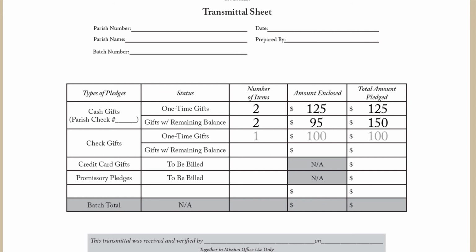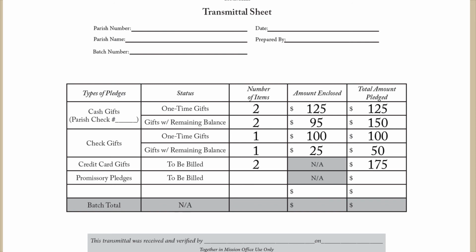Under checks, we have 1 pledge that was a one-time gift. That one gift was for $100. We also have 1 check gift with a balance remaining. This individual included a $25 check, but pledged $50. So under amount enclosed, we put 25, and under the total pledged, we put 50.